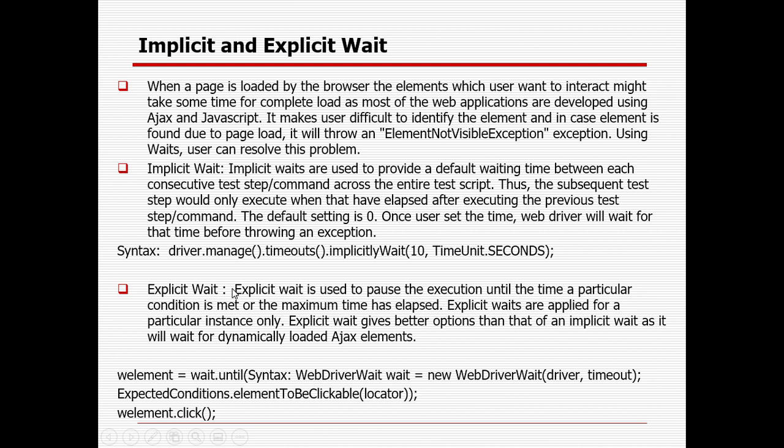Whereas explicit wait is specific to a condition. What are the conditions? I have brought it down in the next slide. So explicit wait is used to pause the execution until a particular condition is met or the maximum time has elapsed. That is the important term of the explicit wait. Suppose you have given a timeout of 30 seconds, but your object is visible in 5 seconds, so it will immediately click and it will not wait for the remaining 25 seconds. That is the beauty of the explicit wait. Implicit wait will definitely wait for the time you are giving it.